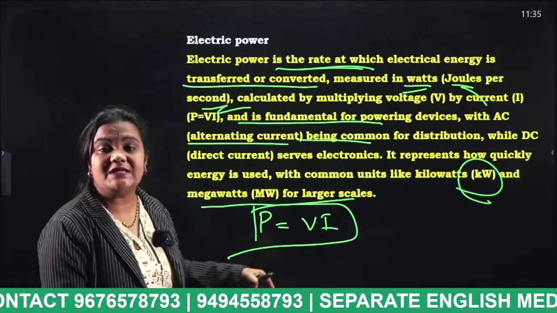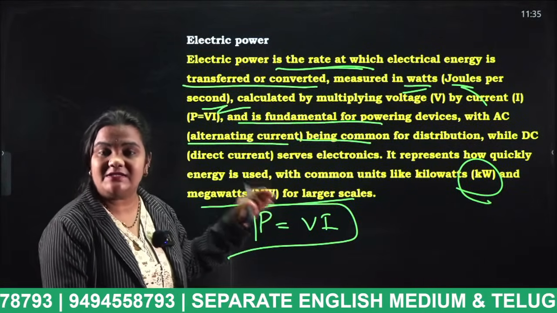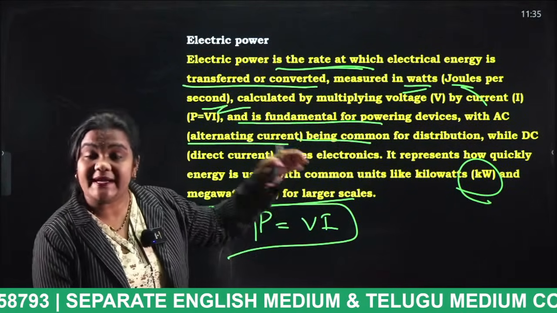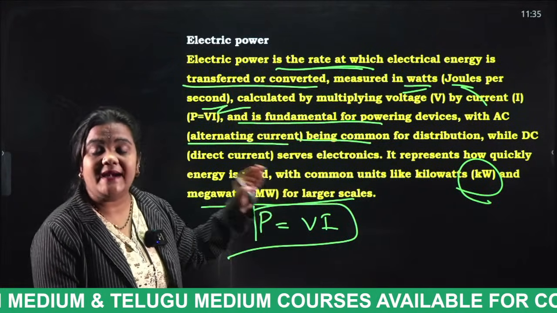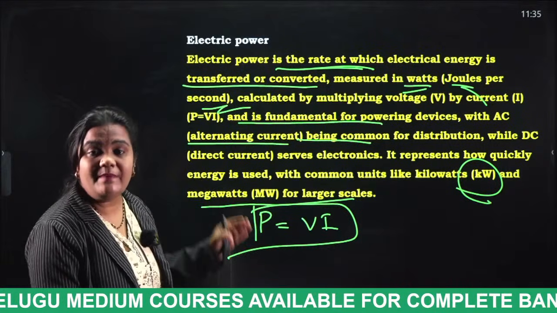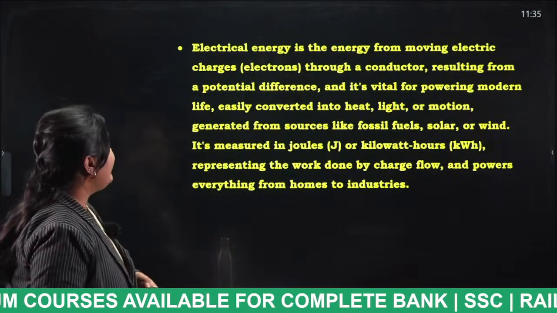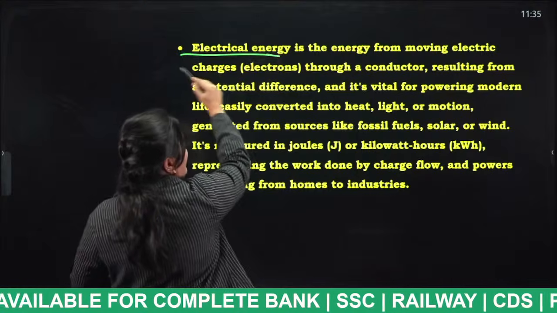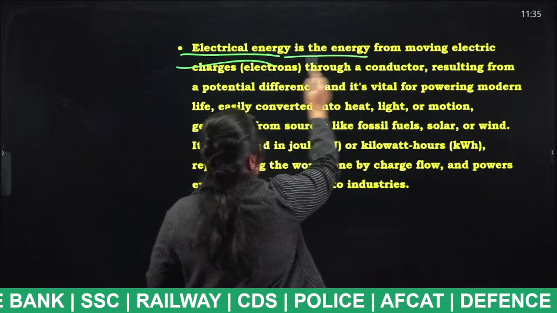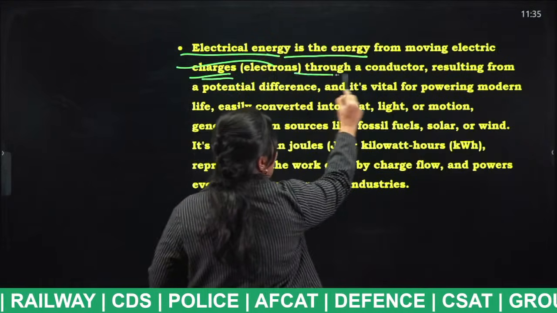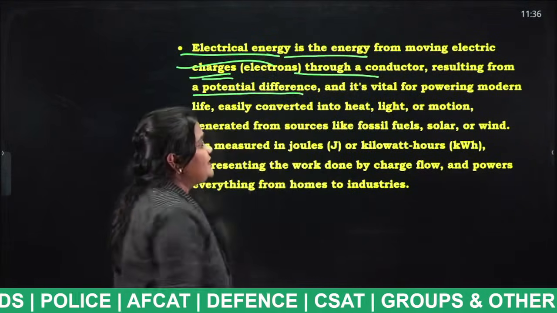And now we have discussed what electric power is. Electric power is nothing but the rate at which electric energy is measured or converted, and that is considered as electric power. P is equal to VI. And the next thing is electric energy. What do you mean by electric energy? The energy from moving electric charges through a conductor resulting from a potential difference.